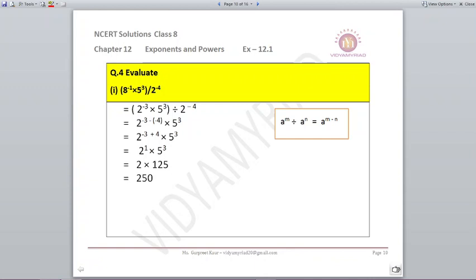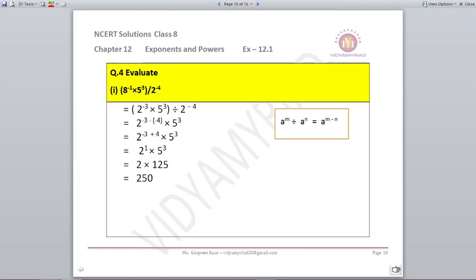Next, 8 raised to power minus 1 into 5 raised to power 3 divided by 2 raised to power minus 4. Now we can convert this 8 with the base of 2. We know 2 into 2 into 2 is 8. So we can write 2 raised to power minus 3 multiply by 5 raised to power 3 divided by 2 raised to power minus 4. So 2 and 2 is there, which is divided.